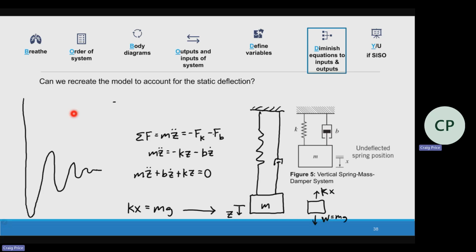Really two different models for the same thing. This is where the spring is undeflected. This model is for when the spring is deflected. So the weight is canceled out by that kx. We have our new starting position, where the mass is canceled out. So our free body diagram only looks like this.